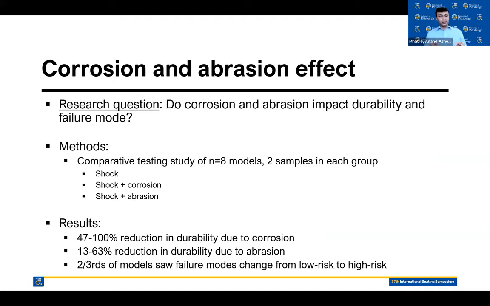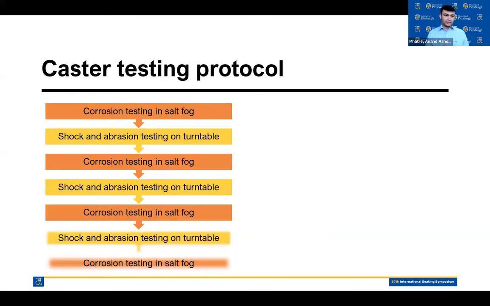One of the other findings, I think the most impactful, is that 2/3 of models saw failure modes that changed from low risk to high risk because of the presence of corrosion and abrasion. And that was really the driving factor for including corrosion and abrasion in the shock testing protocol.